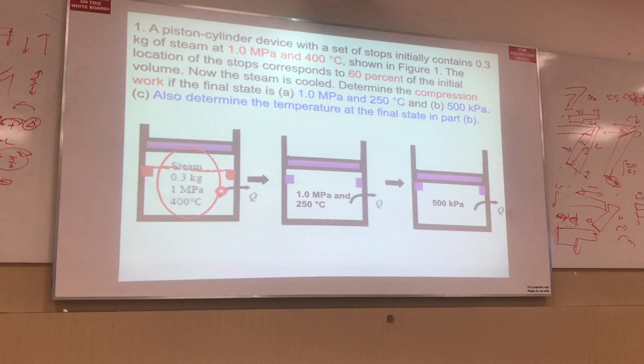Now steam is cooled down. I am going to reject heat from the system. Determine the compression work if the final state is 0.1 megapascal and 50 degrees Celsius and 500 kilopascal, and also determine the temperature at the final state. At state 1, what is the state? State 1 is defined by 1 megapascal and 400 degrees Celsius. State 2 is 1 megapascal and 250 degrees Celsius. And state 3 is only 500 kilopascal.